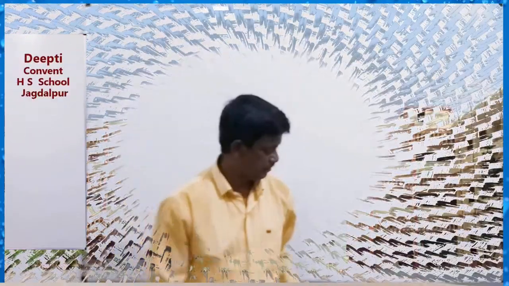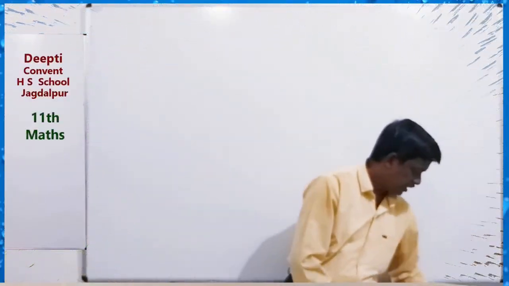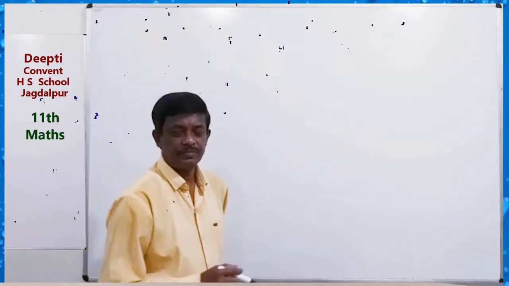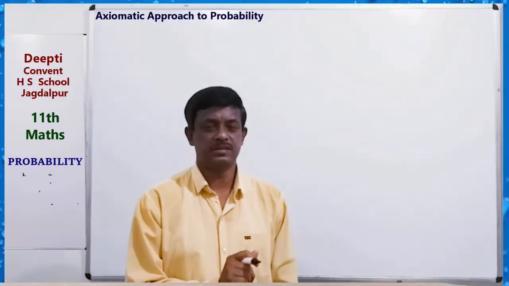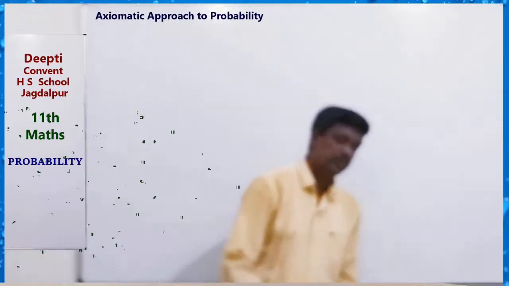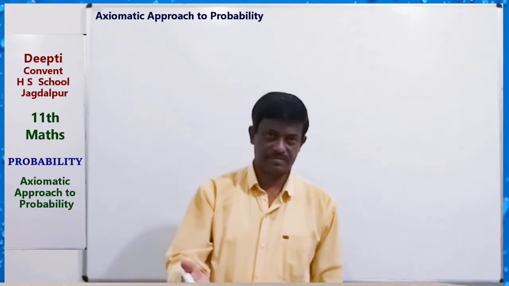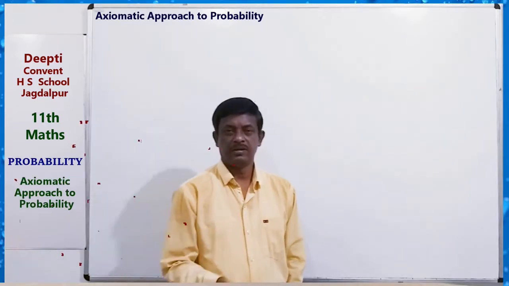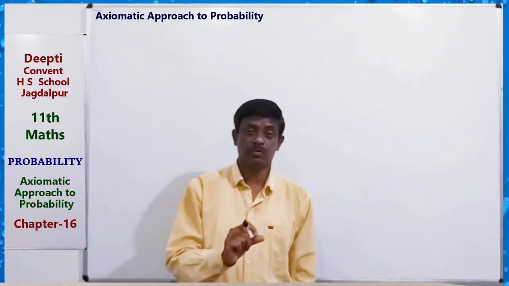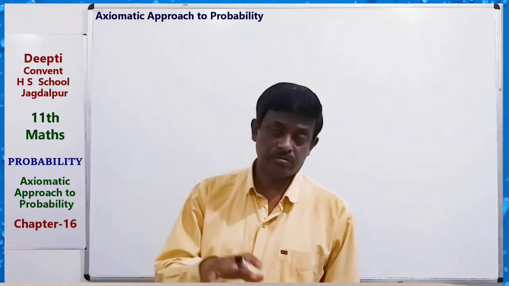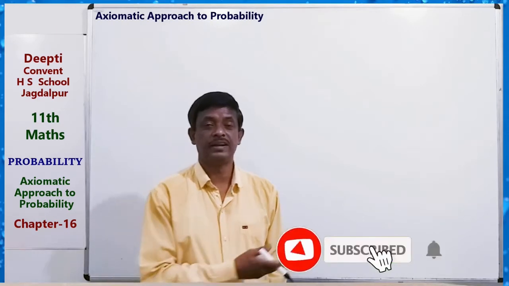Hello dear students, today I will discuss the axiomatic approach to probability. So for the axiomatic approach to probability, we have to define how you can find the probability of an event and what the axiomatic approach is. Up to now we have been finding the probability.